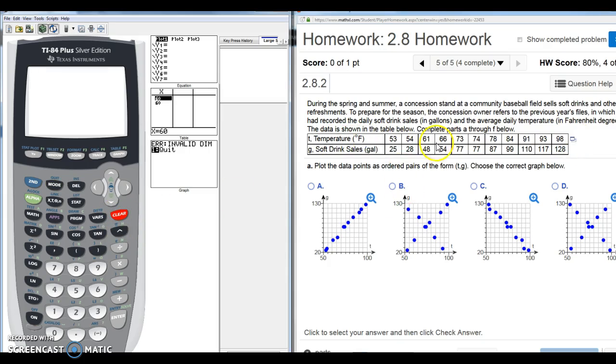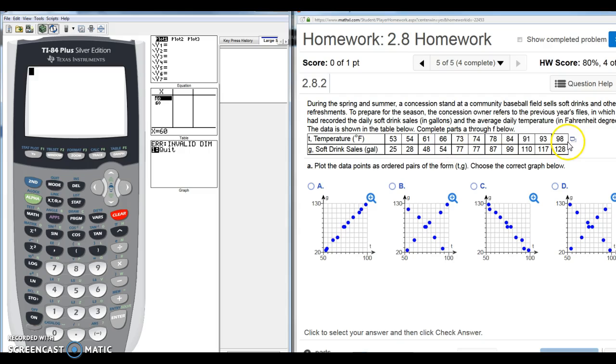We need to start by determining what my independent variable is and what my dependent variable is. It tells me that he recorded daily soft drink sales in gallons and the average daily temperature. So we would suspect that soft drink sales are dependent on temperature. So temperature, T, will be my independent variable, and soft drink sales, G, will be my dependent variable.